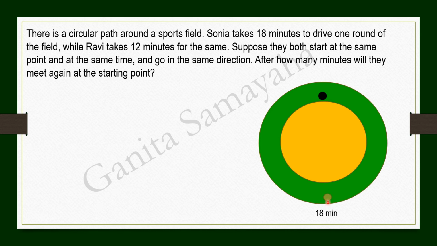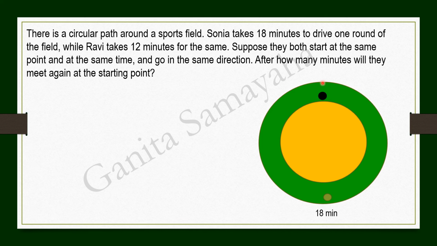So when will both of them come back to the same point? Again, in another 18 minutes, Ravi will take this half round and complete one more round and he'll be back here. And what will happen to Sonia? She will take one more round and she will be back here. So after another 18 minutes, both will be at the same point. This logically we have analyzed.